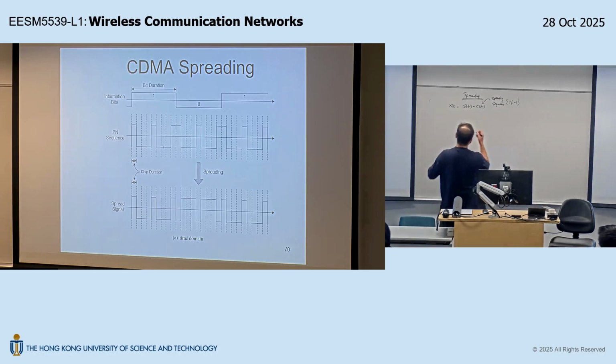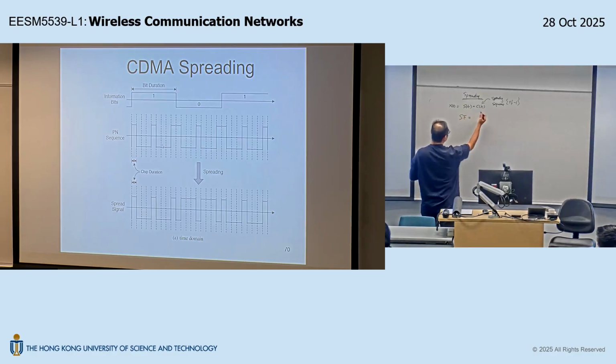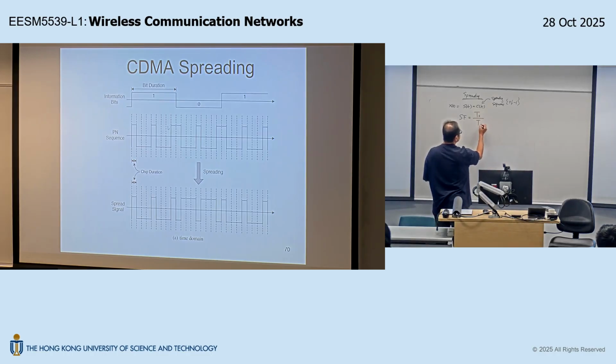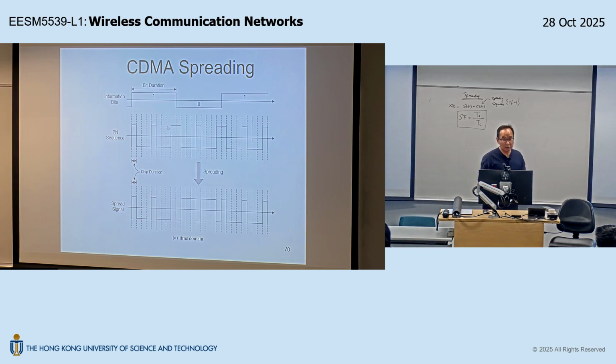This parameter is called spreading factor. So spreading factor is, suppose you chop one symbol into 8 pieces, then the spreading factor is called 8. Okay? So it's the symbol duration divided by the chip duration. This is called spreading factor. So this is an important parameter in the spectrum design.